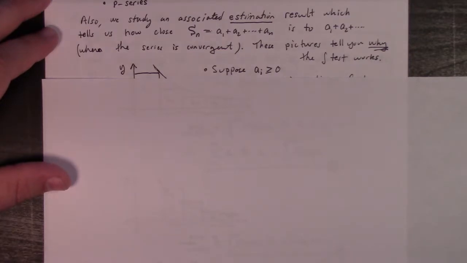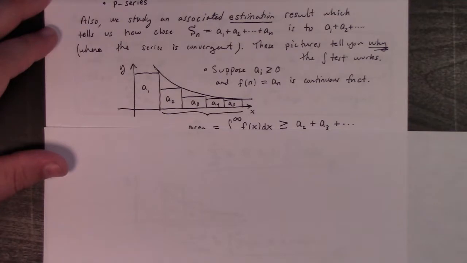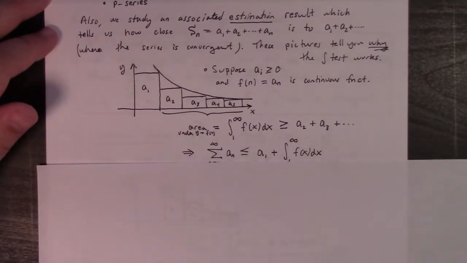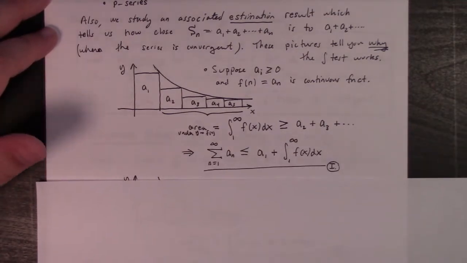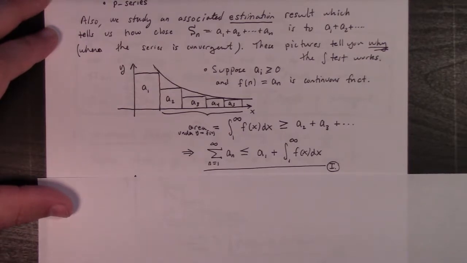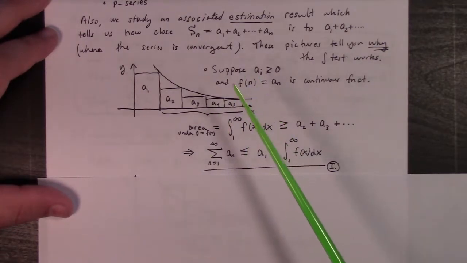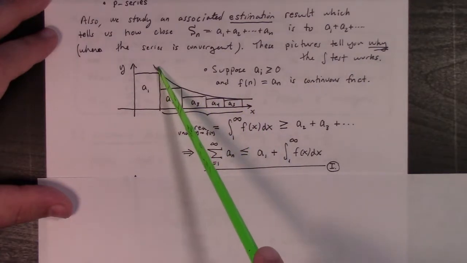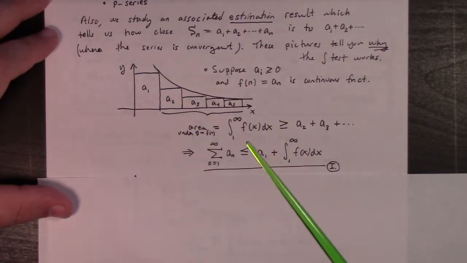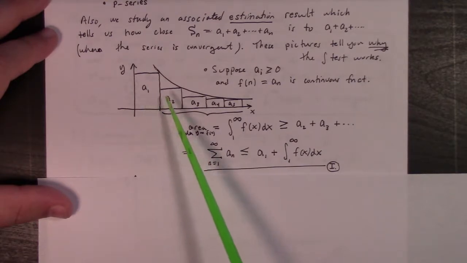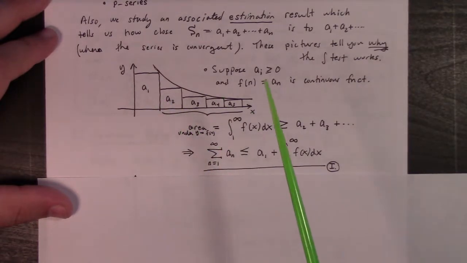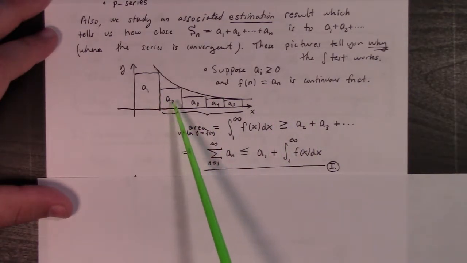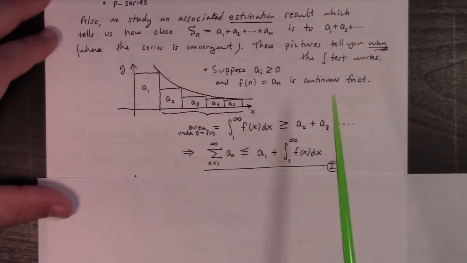In fact, these pictures tell you why the integral test is going to work. Let's look at it. So this is a picture here. So if we have the integral from 1 to infinity of f of x dx, that would be the area under the curve, right? And I've drawn boxes to illustrate the area that corresponds to the term in the series a1 plus a2 plus a3 plus a4 plus a5.